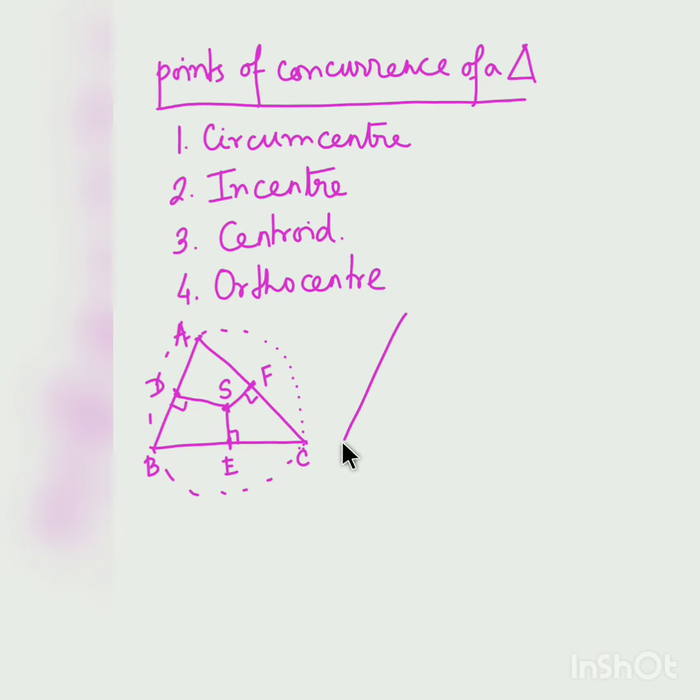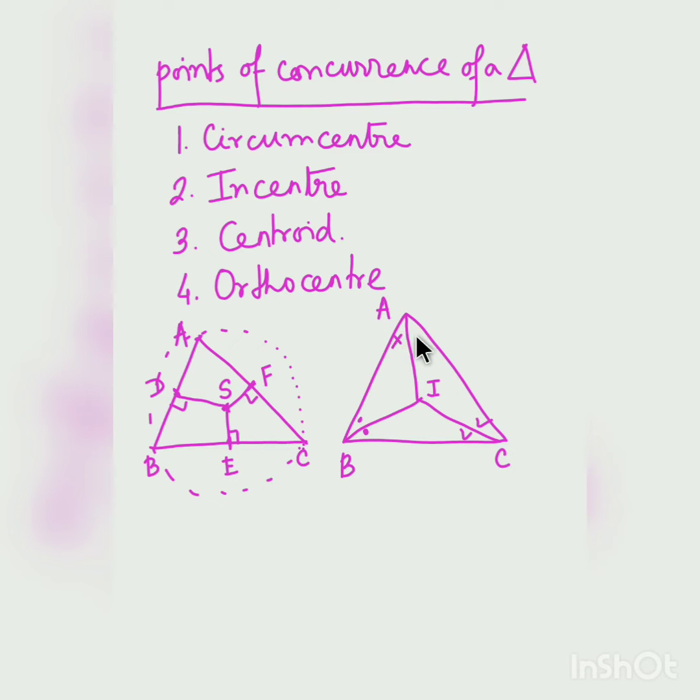Okay, now let's move on to incentre. Again, let's draw a scalene triangle. Let's name it ABC. Now let's draw the angle bisectors. This angle is equal to this angle, so this makes this one the angle bisector. This angle is equal to this one, so this is the angle bisector. And let's join this one with this point. Suppose this point is I.